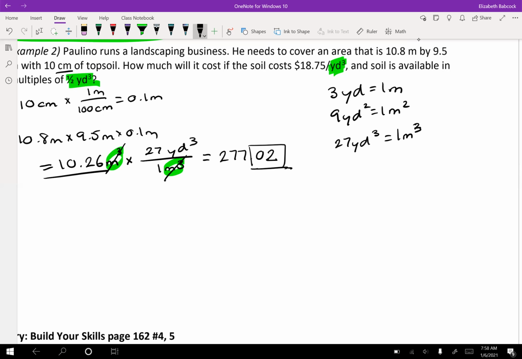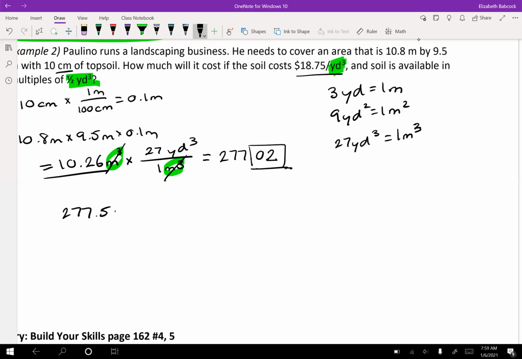Oof, this 0.02 means that we have to round up to 277.5. Okay, we cannot keep it at 0.02 because if we do, they won't have enough. And it's only sold in multiples of half yard. The closest half yard next would be 277.5. So, and it was $18.75 per yard.